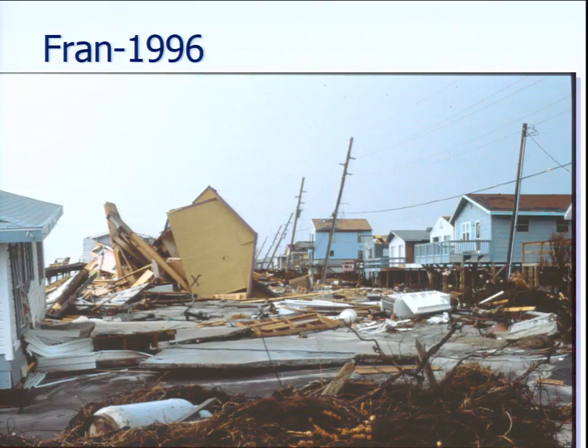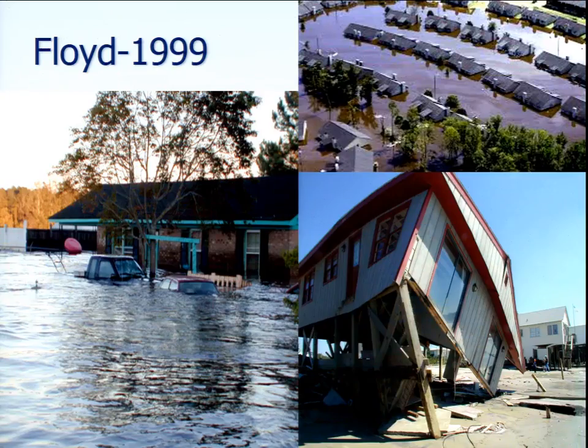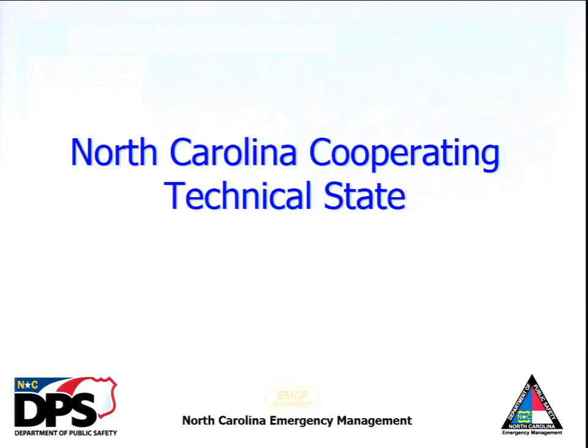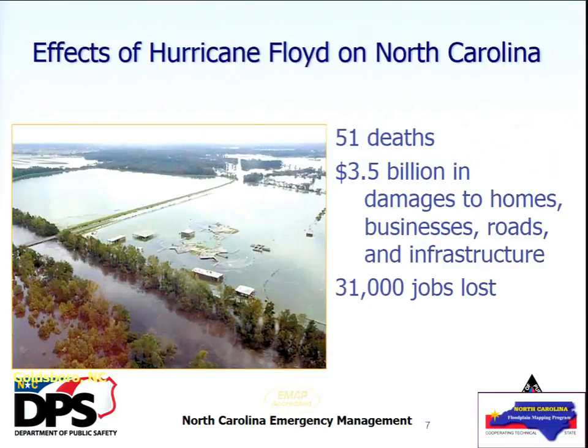Hurricane Fran was in 1996 and caused a tremendous amount of damage. Hurricane Floyd was in 1999, also caused a tremendous amount of damage. North Carolina is very susceptible to hurricanes. That is an issue in North Carolina. When you're developing a needs assessment to actually solve a problem, the first thing you do is define the problem. The problem was not hurricanes. We actually have those. The problem was 51 people died, $3.5 billion in damages occurred, and 31,000 jobs were lost.